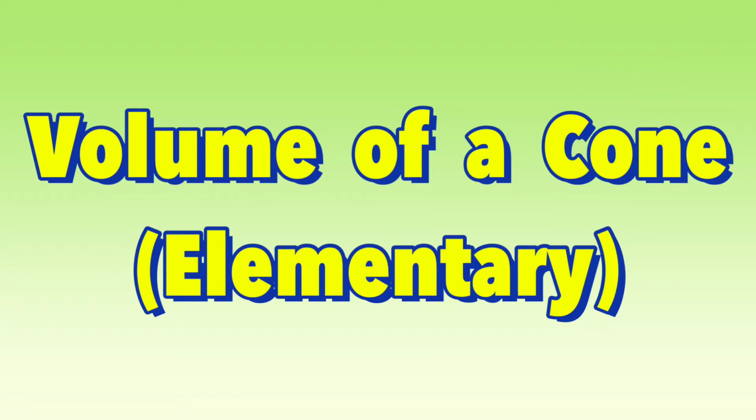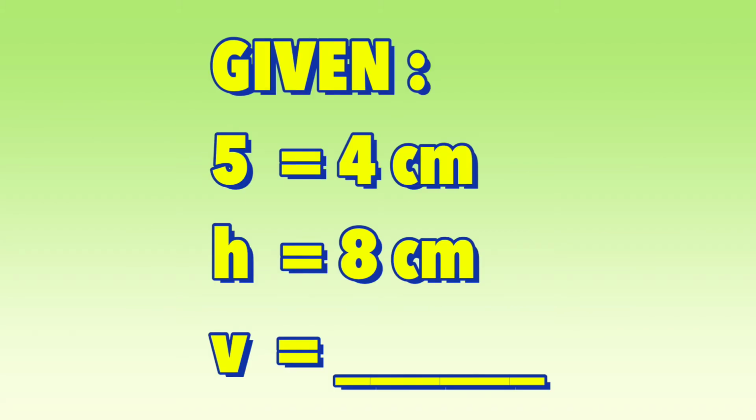Today we have to study how to find the volume of a cone. So in solving this problem, we have to use also the formula. So for example, number 1, we have a given radius equals 4 centimeters, height equals 8 centimeters, and we're going to find the volume of a cone. The formula of a cone for finding the volume is equal to 1/3 times pi r squared height.